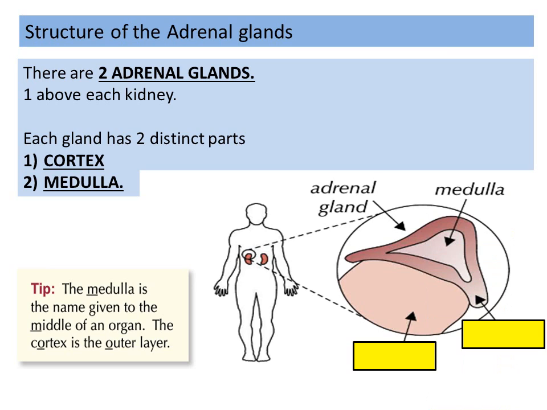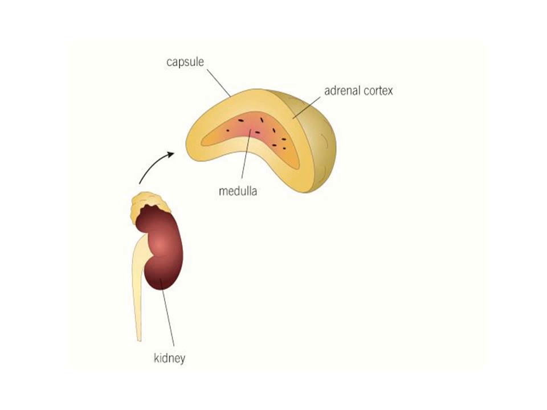So on our diagram over here, we've got the medulla in the middle, the cortex on the outside, and the kidney there at the bottom. This diagram just shows the adrenal glands in relation to the entire kidney. So you can see there that they sit on the top of each kidney as if it's like a little sort of hat.